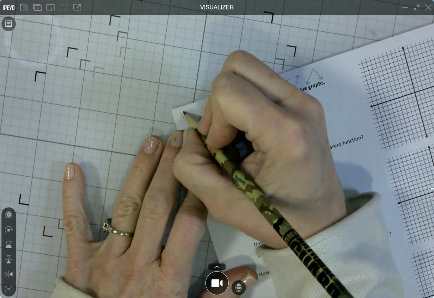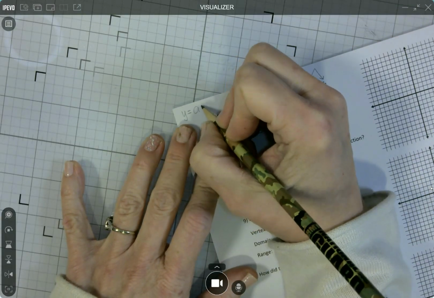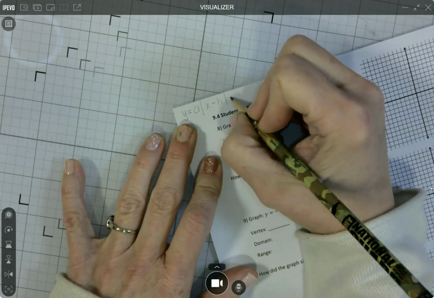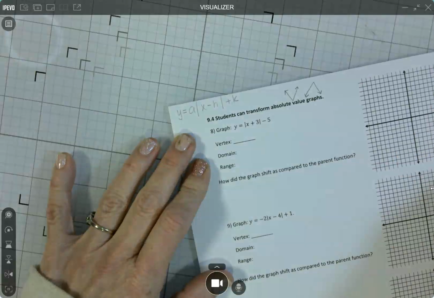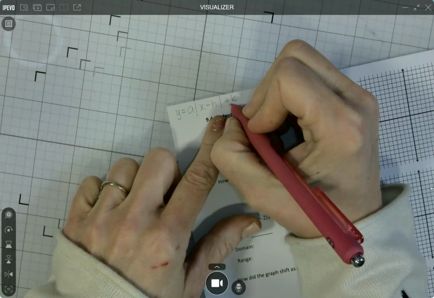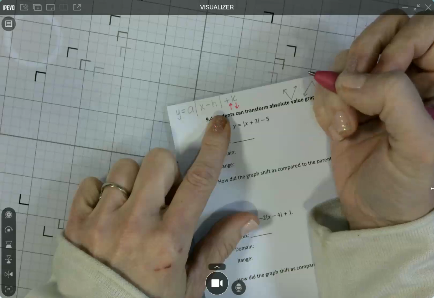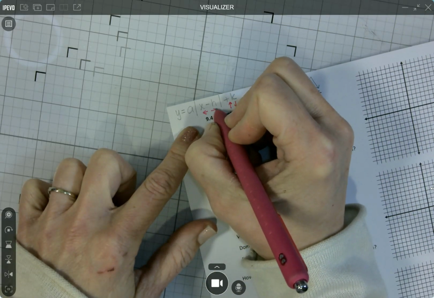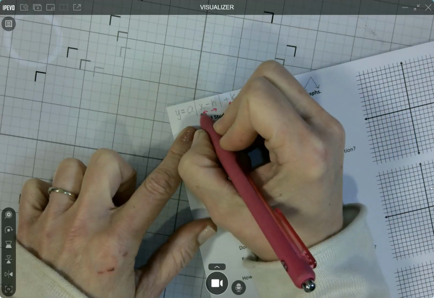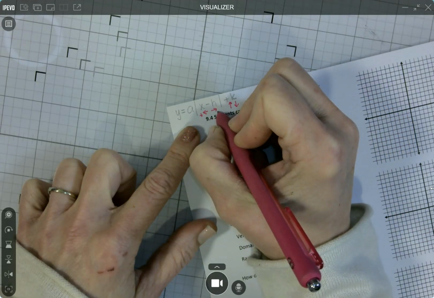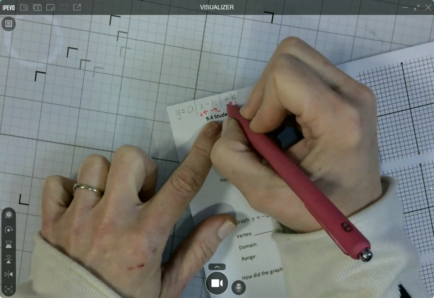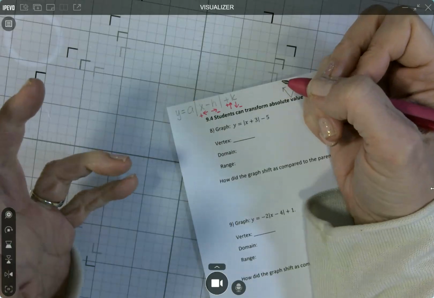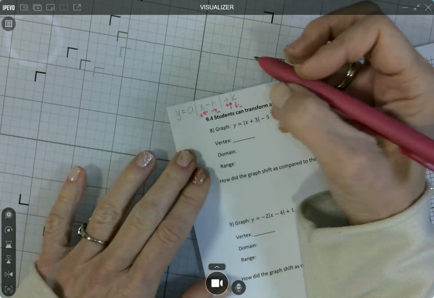So let's see. Y is equal to A, absolute value of X minus H, and then plus K. This tells you whether you're going up or down from 0, 0. This tells you whether you're going left or right from 0, 0. If you see a plus sign, you're going to the left. If you see a minus sign, you're going to the right. If you see a plus sign here, you're going up, and a minus sign, you're going down. So it's the opposite of what you see there.